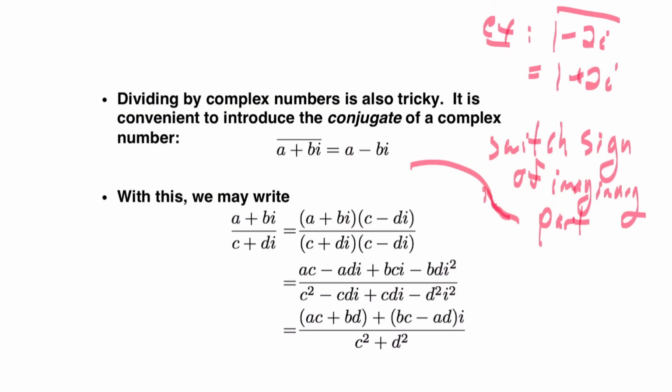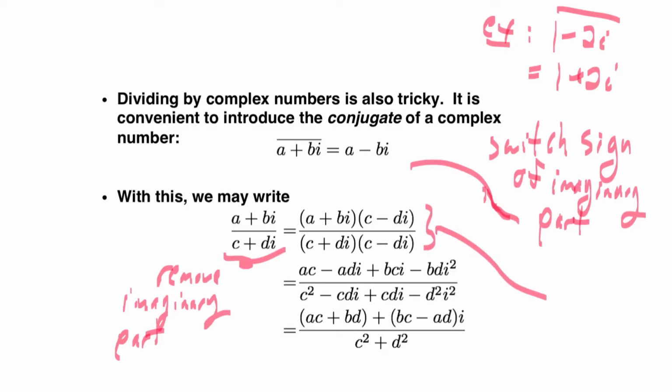So why introduce this notion for dividing complex numbers? Well, what it lets me do is efficiently clear the denominator of a complex fraction. We can look at the following general example here. If I have a plus bi divided by c plus di, what I'd like to do is remove the imaginary part here. One way to do this is to multiply both the top and the bottom of the fraction by the complex conjugate of the denominator.